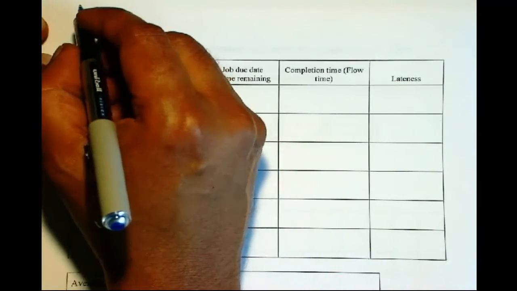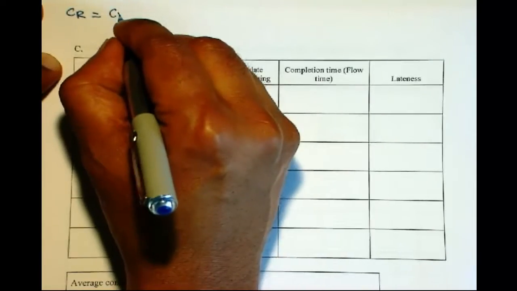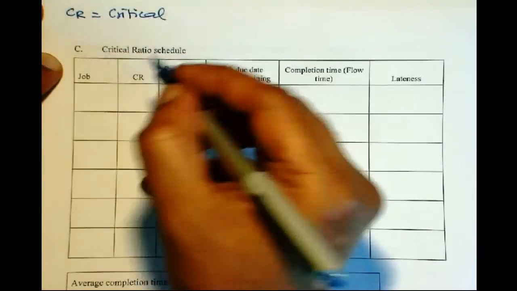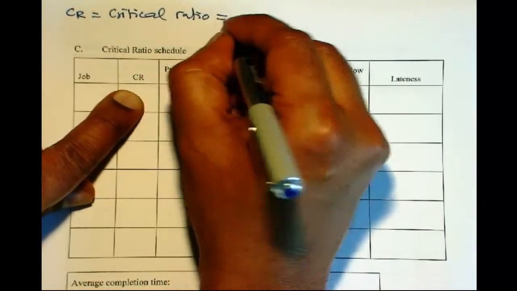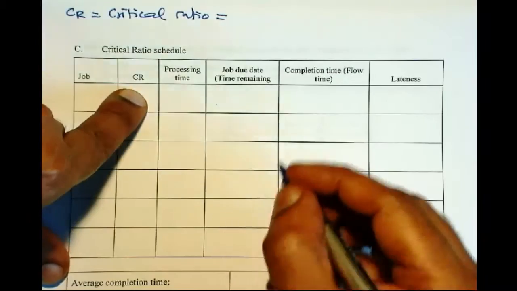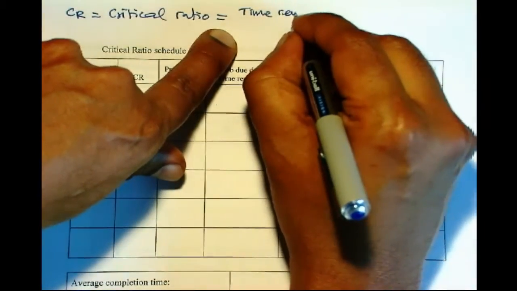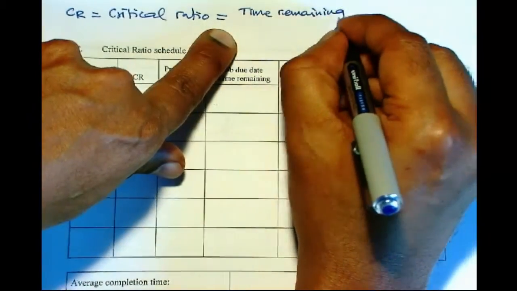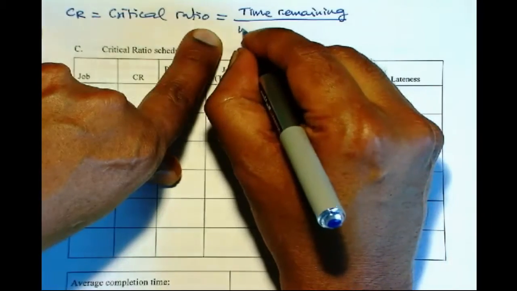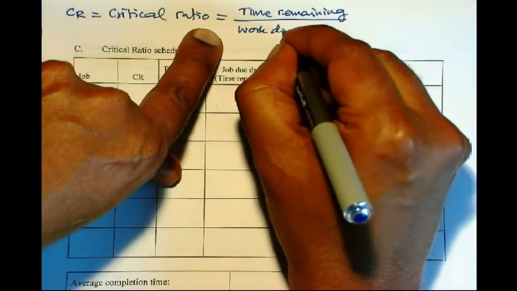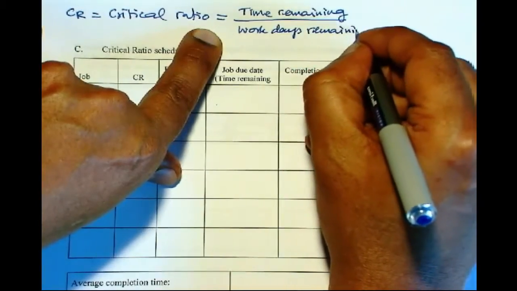So here is the formula for critical ratio. CR is critical ratio, is given by time remaining divided by work days remaining. In other words, the processing time.